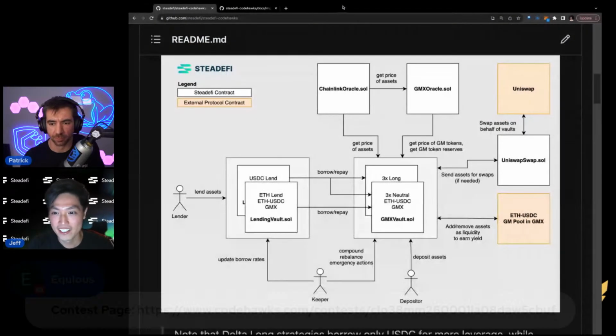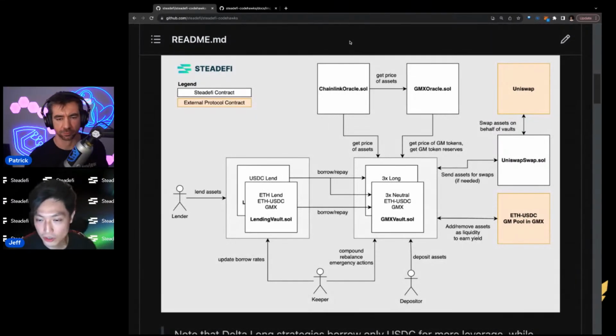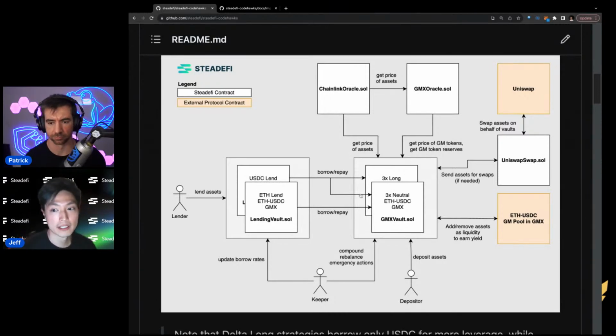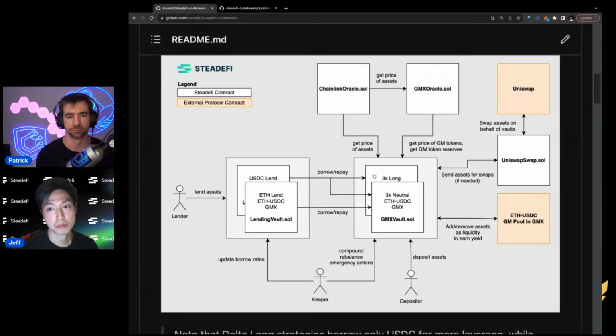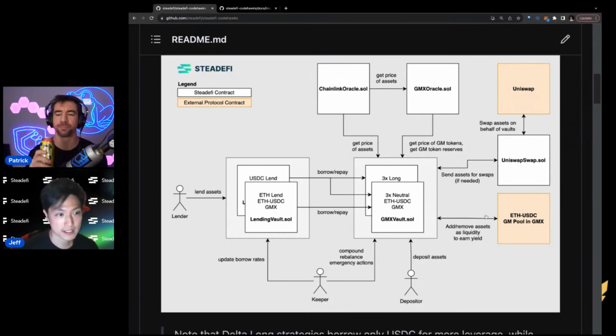Okay. Yeah, so just to continue where I left off. So we talk about the strategy vaults that borrow assets from the lending vaults. And what these strategy vaults do, after they borrow assets from the lending vaults, is take all these assets and deploy them to an underlying DeFi protocol. In this case, our first launch for our strategy vaults is to deploy assets as liquidity into version 2 of GMX.